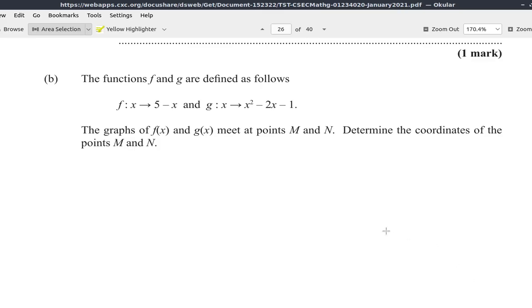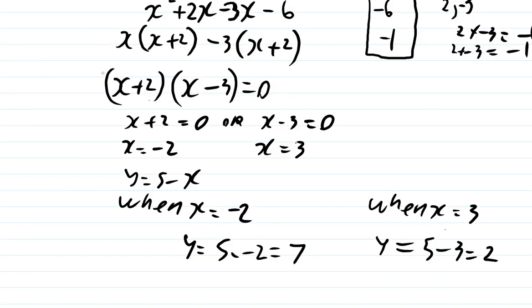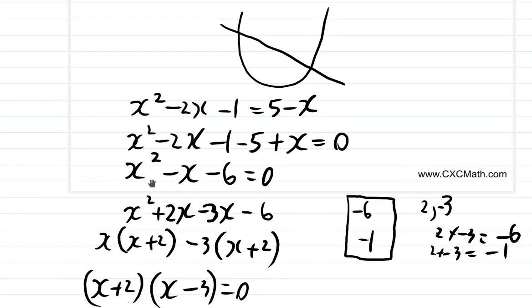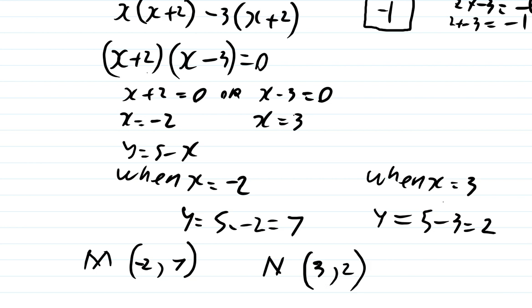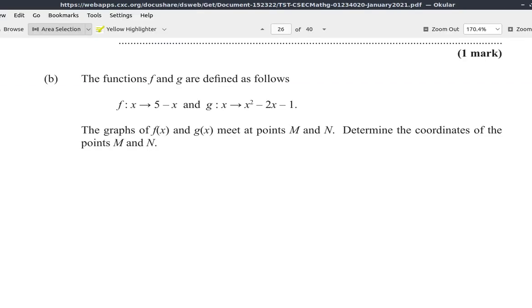What the question asks you for are the coordinates of the points M and N. One of them, they didn't say which point was M, which point was N. So let's say when x is -2 and y is 7 is our M. We have M at -2, 7. And N is the other point at 3, 2. So those are the coordinates, alright?